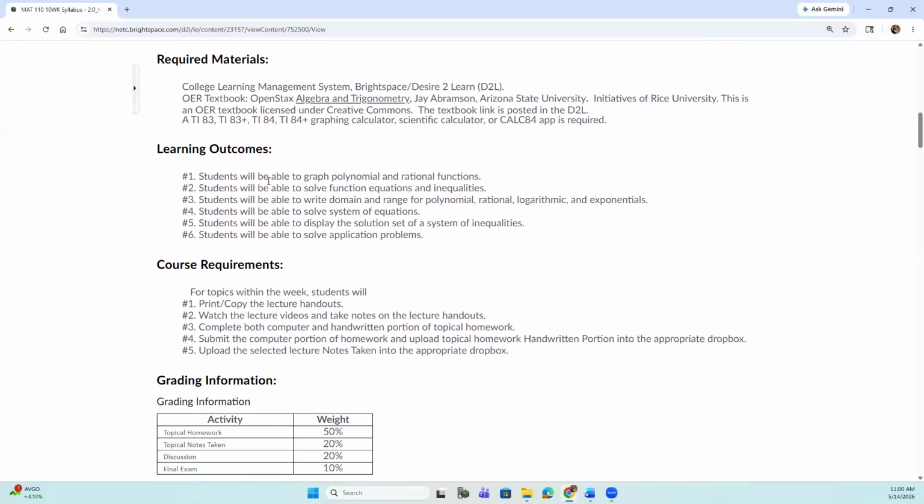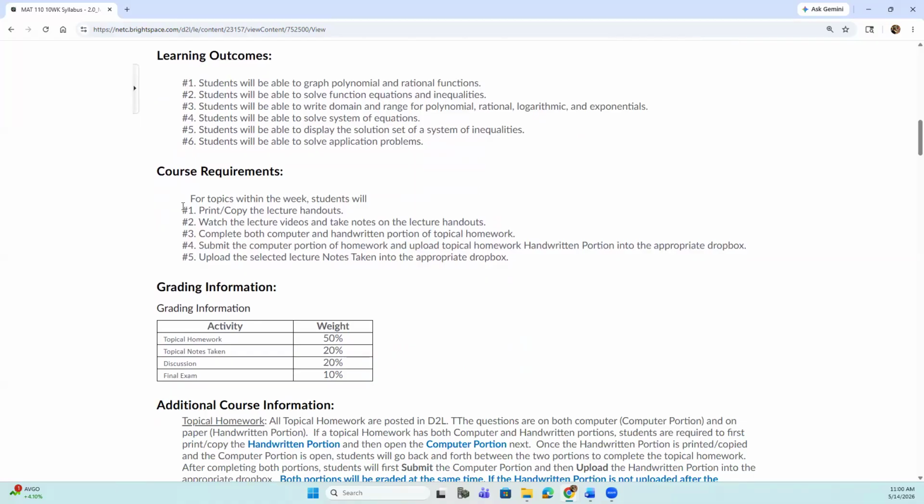Here are student learning outcomes. Let me just recap real quick. For every week, students will first print or copy down the lecture handouts, watch your lecture video, and take notes on the lecture handouts. Complete both computer and handwritten portions of the homework, submit the computer portion of the homework, and then upload the handwritten portion into the correct Dropbox.